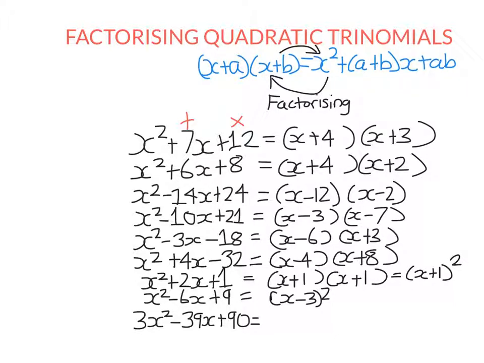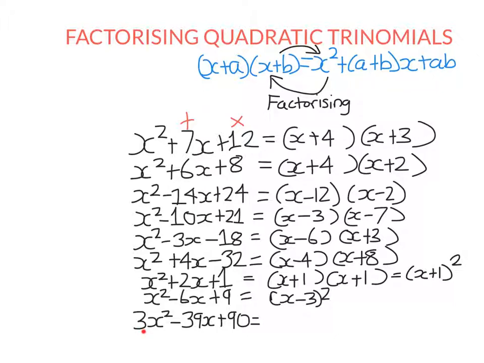So let's look at this last one here: 3x squared minus 39x plus 90. Well, this rule up here works only if the quadratic is monic, only if the coefficient of x squared is 1. What we're going to have to do here is first use highest common factor. So notice we couldn't use it in any others. For example, x squared minus 6x plus 9, there's not a factor that goes into all three terms. But here, there is something that goes into all three terms.